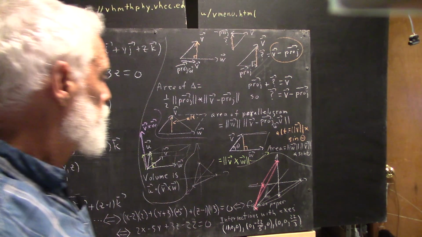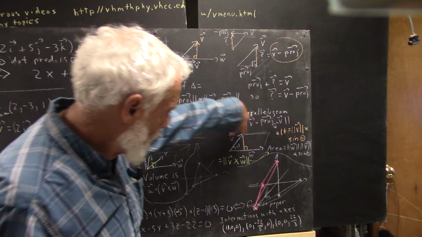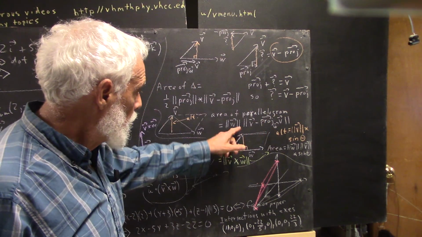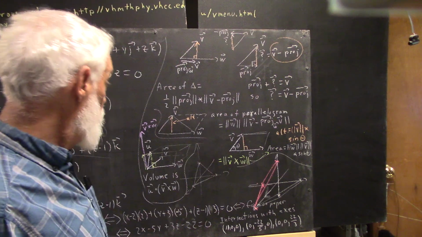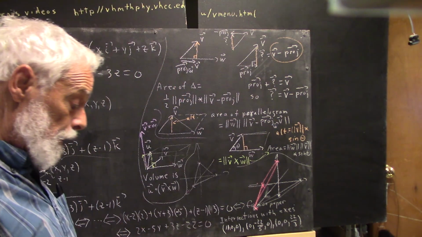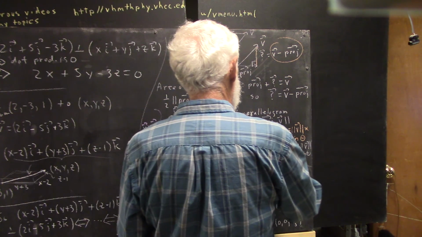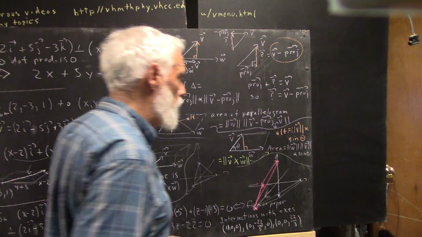So here is our parallelogram. We got V here, we got W here, we form the parallelogram as before, and we got the altitude, same altitude. We know that altitude has this magnitude, but we're not going to use that. What we're going to do is calculate this based on the cross product.